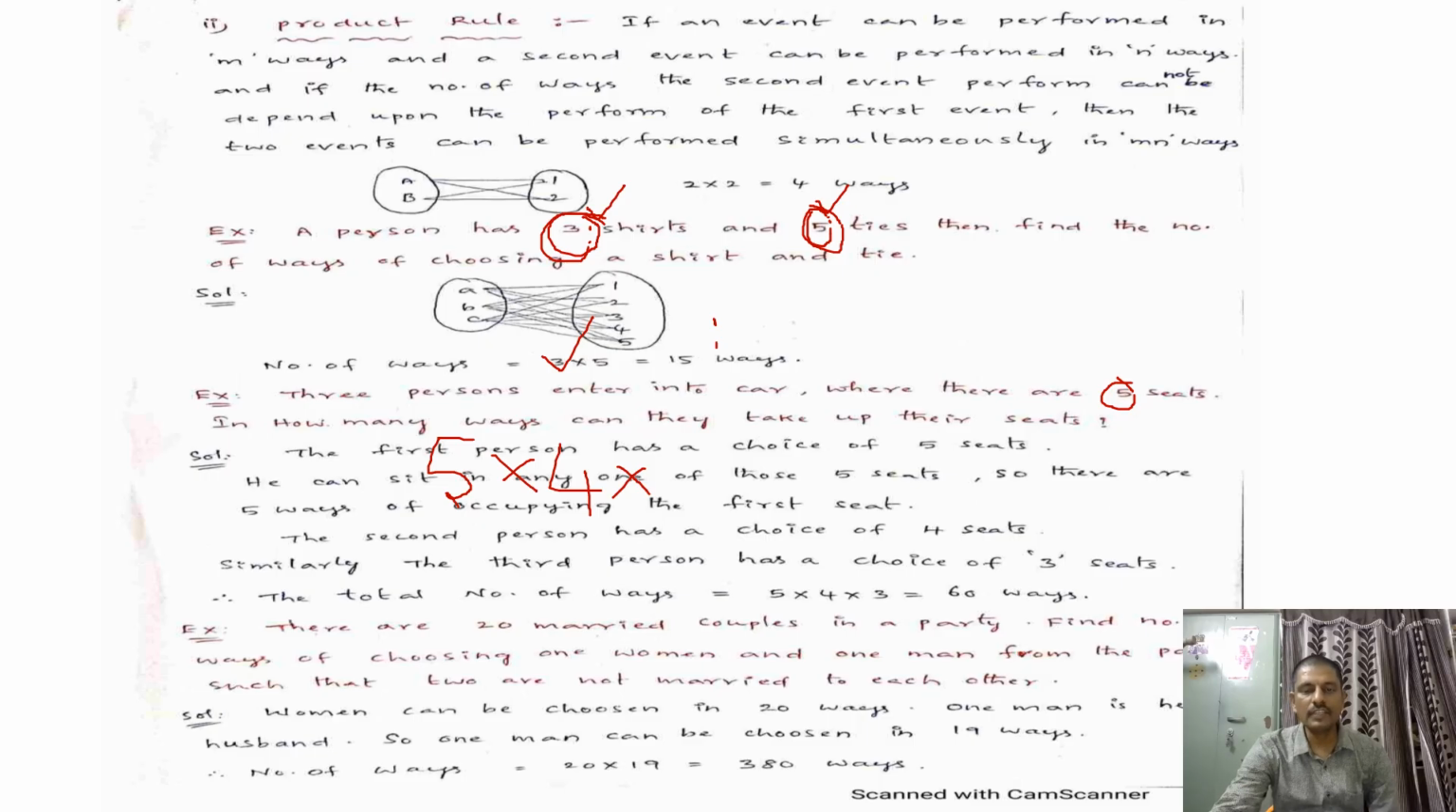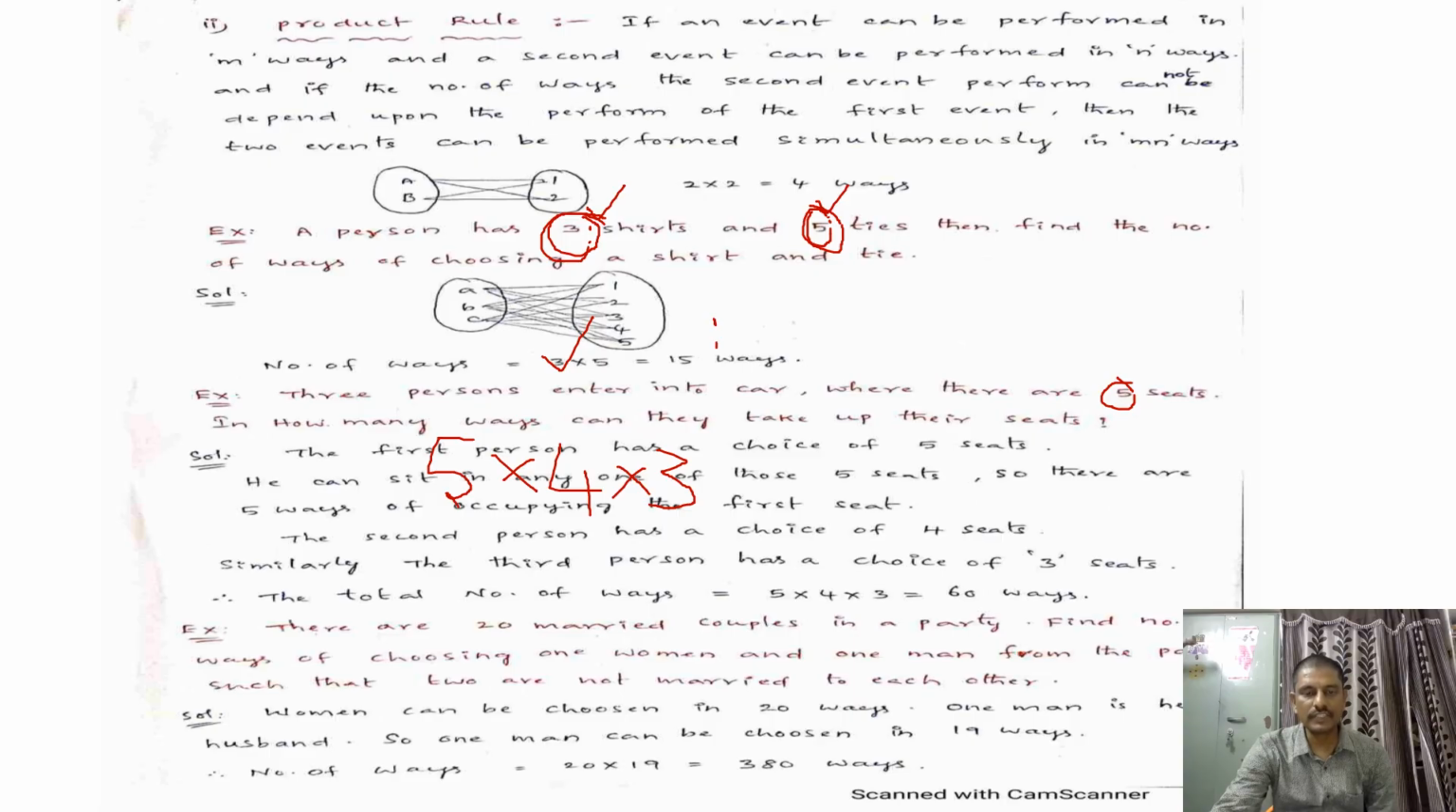Now in how many ways can that person choose a seat? That means how many seats are available for him? Yes, exactly 3 seats are available because 2 seats are occupied. Therefore, he can choose his seat in 3 different ways.